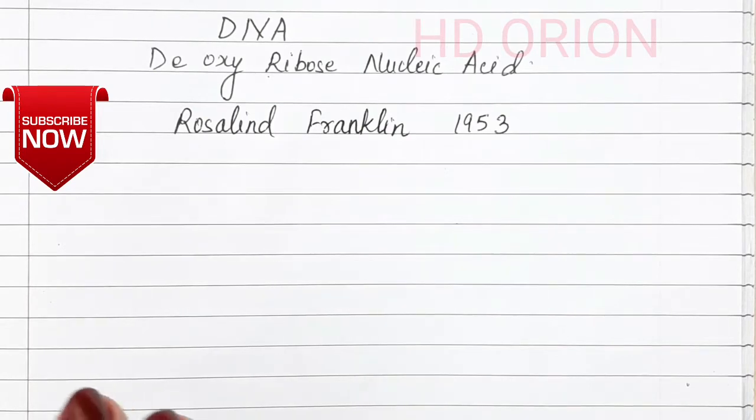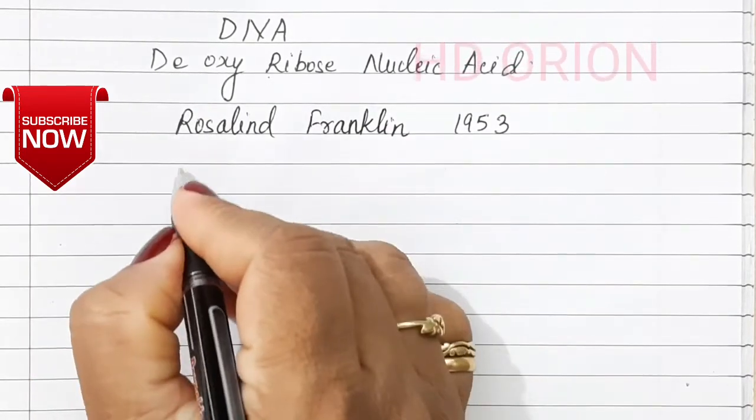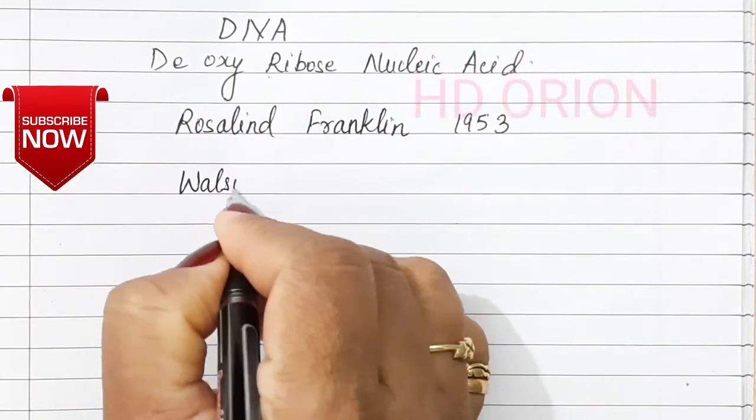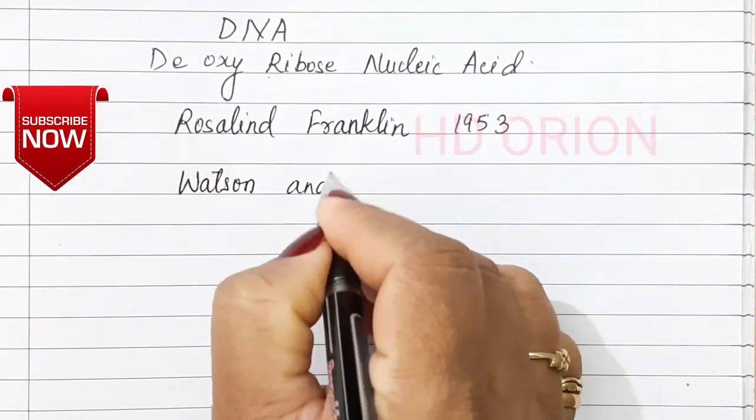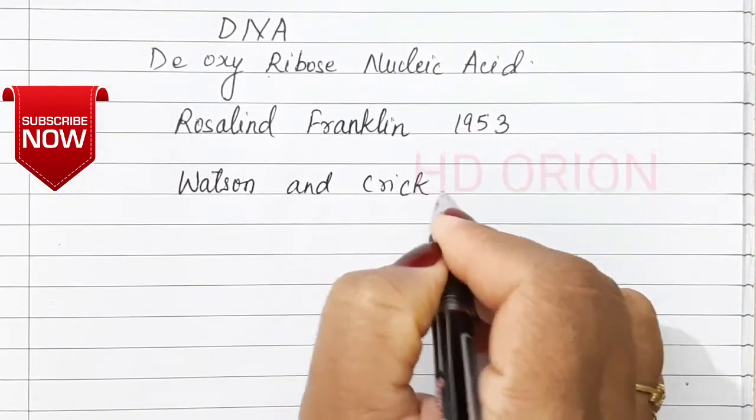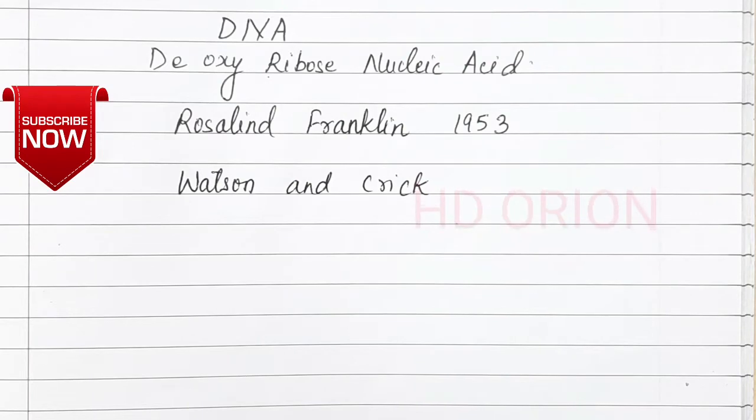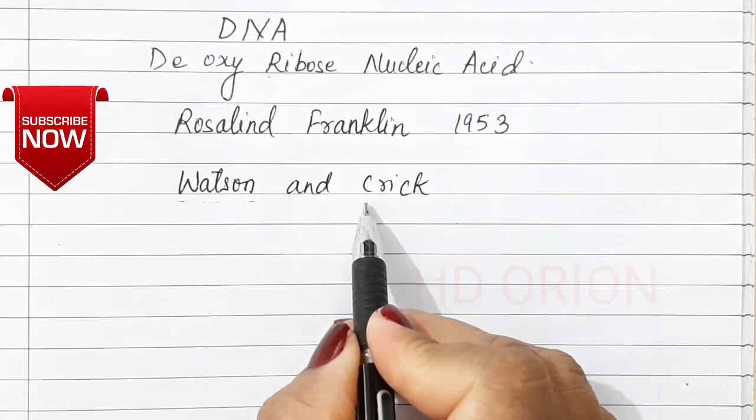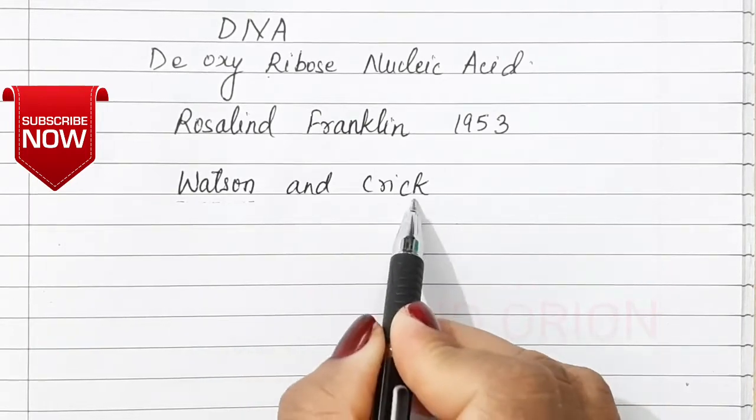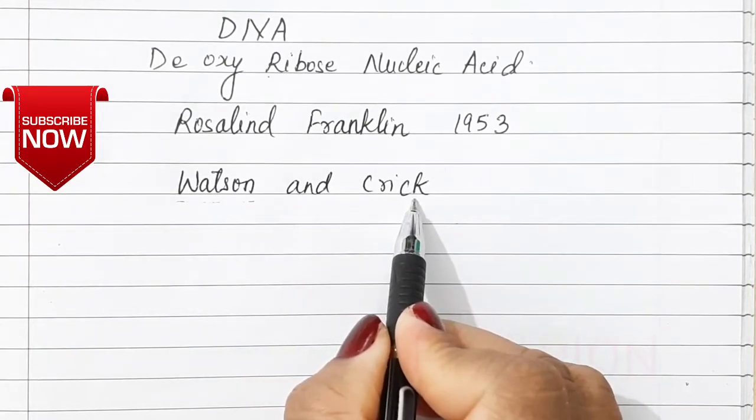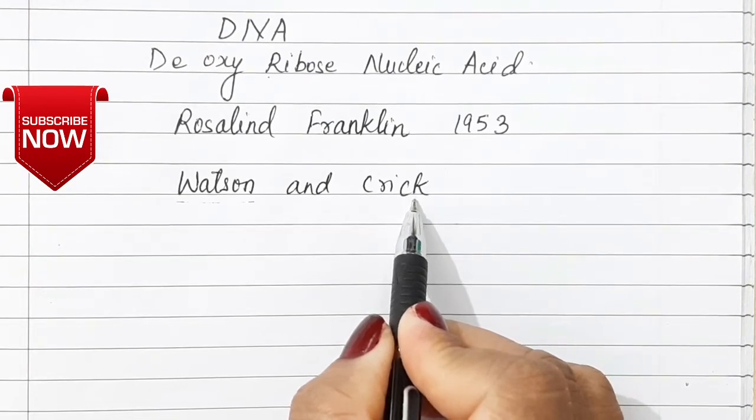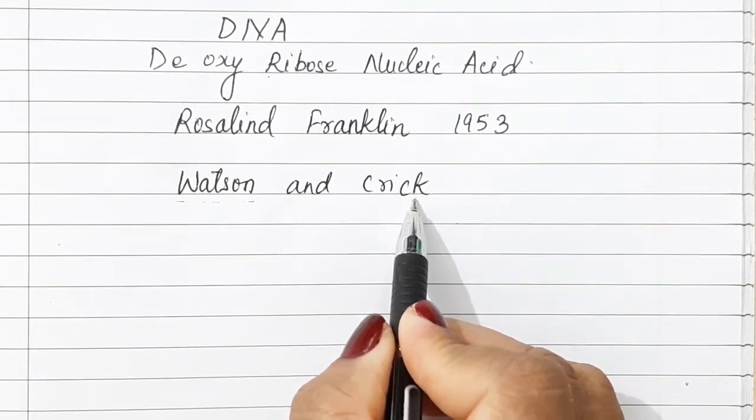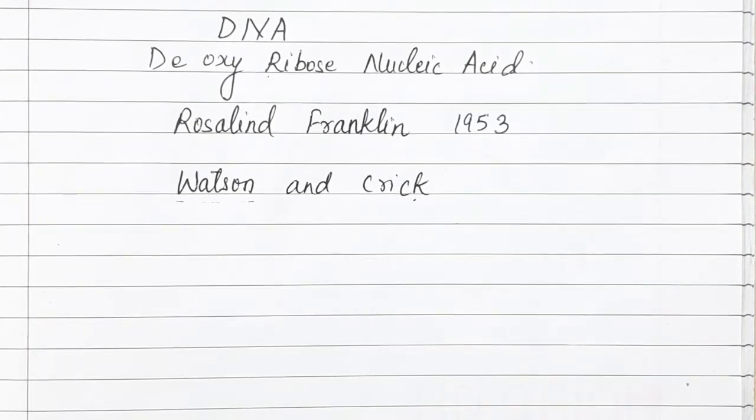However, the entire structure was worked out by Watson and Crick, for which they were awarded the Nobel Prize also. So we are going to study the double helical structure of DNA, which was proposed by Watson and Crick, which we accept till date. We study the structure of DNA till date as Watson and Crick explained it.